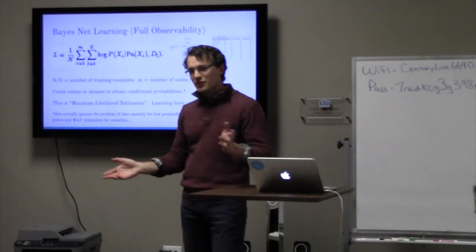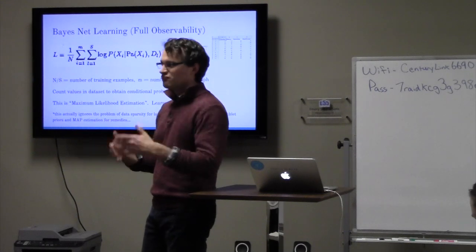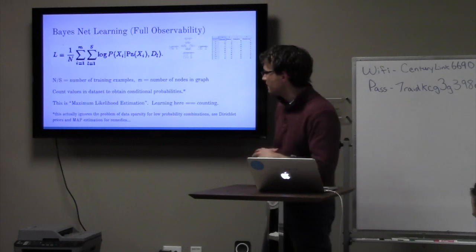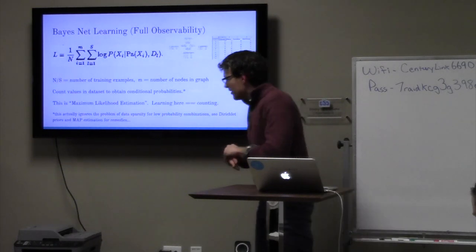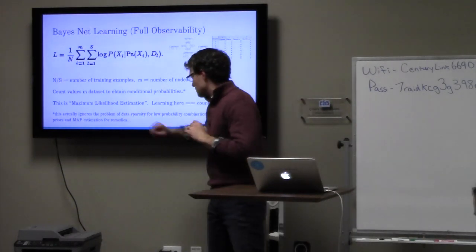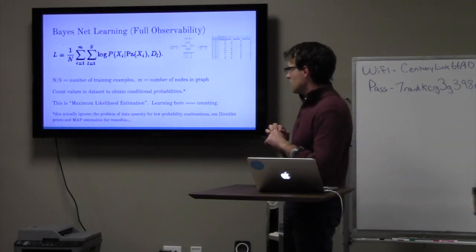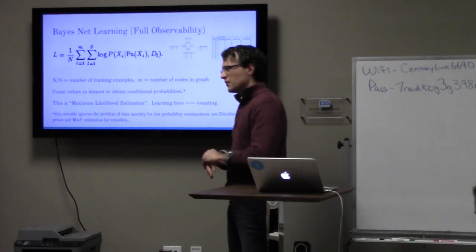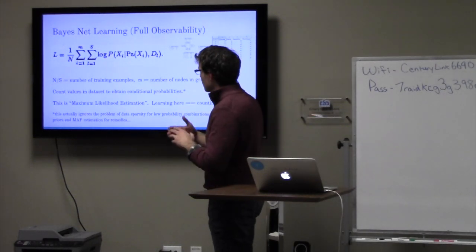So when you see MLE as an abbreviation around Bayesian, that's essentially what it's talking about. Just computing conditional probabilities, okay? With some other tricks for cases where you can't fill them all in. Now, like I mentioned, this actually ignores the problem of data sparsity for low probability combinations. There are cool tricks for that. I'm not going to talk about them today. But there are ways to deal with cases where you can't fill in all the data.